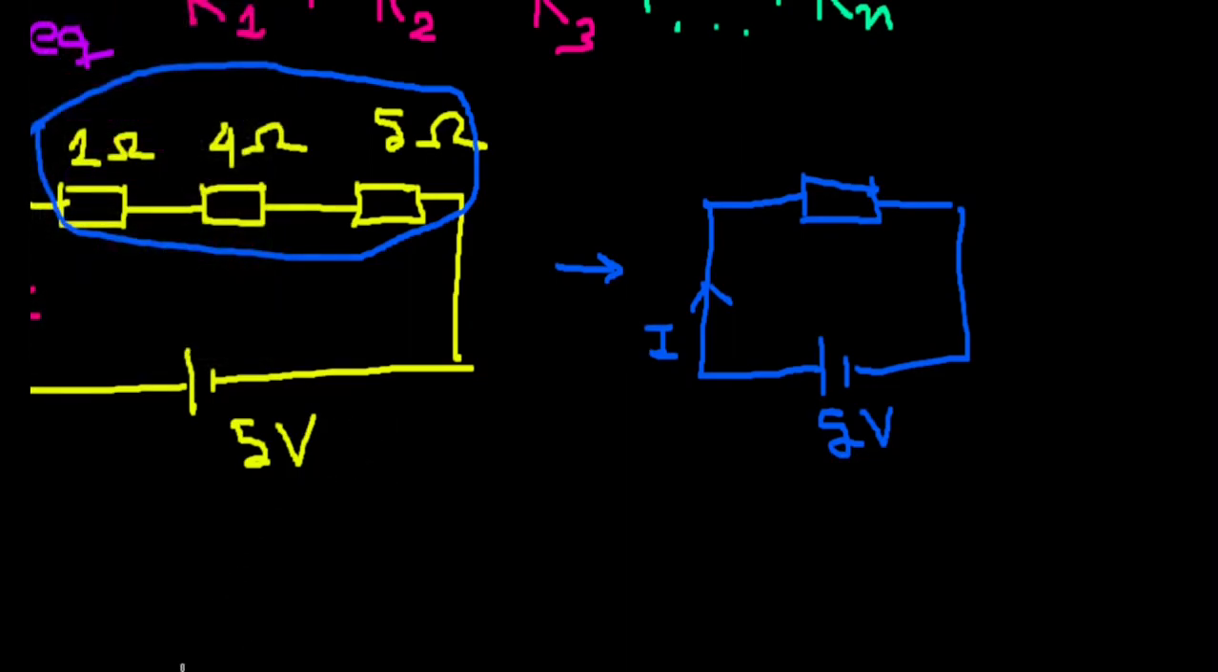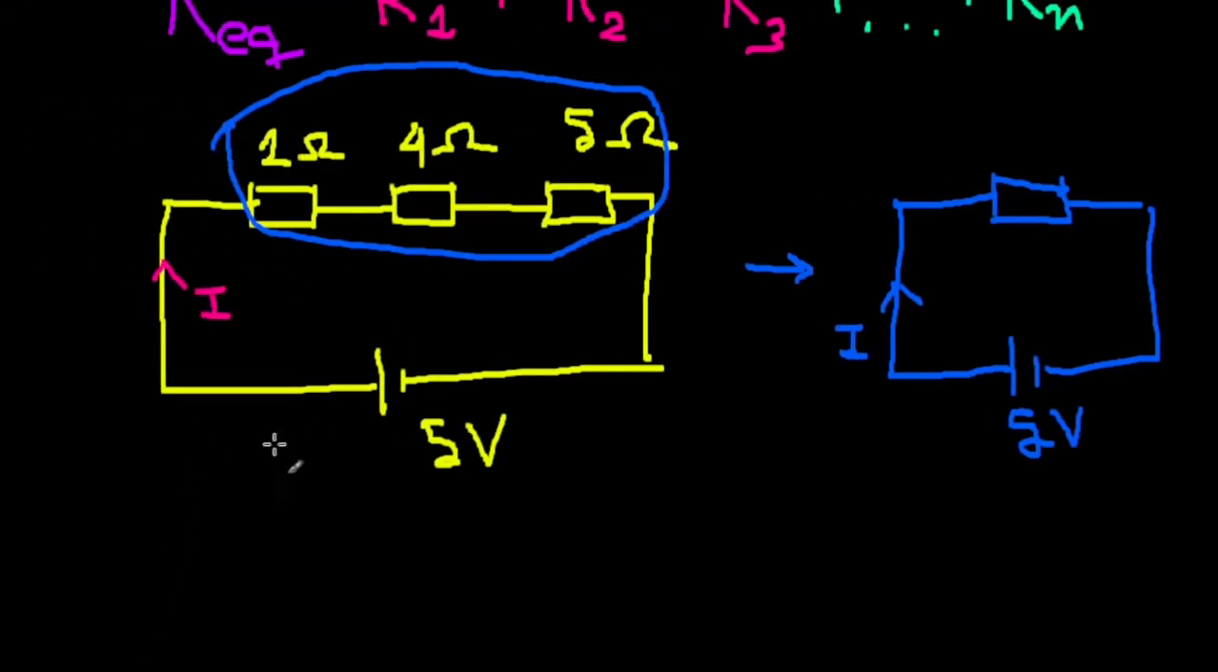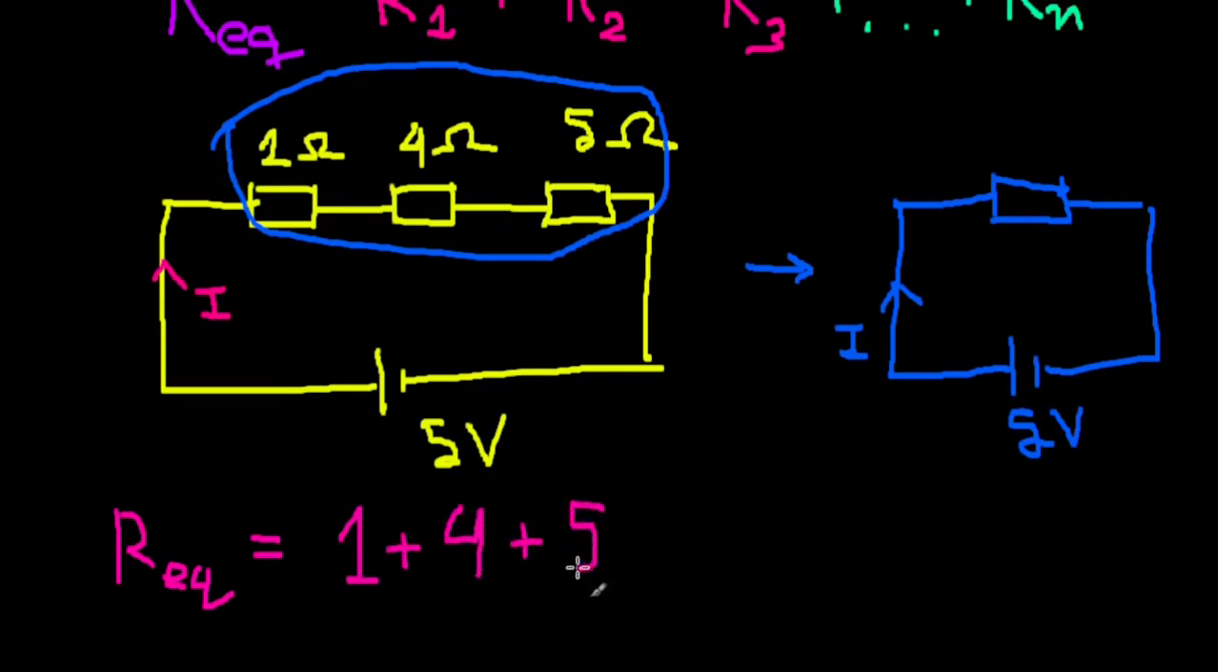So R sub EQ is going to be just the sum of all the resistors in series, right? So 1 plus 4 plus 5. That is 10 ohms. That is going to be the resistance of this equivalent resistor, 10 ohms.